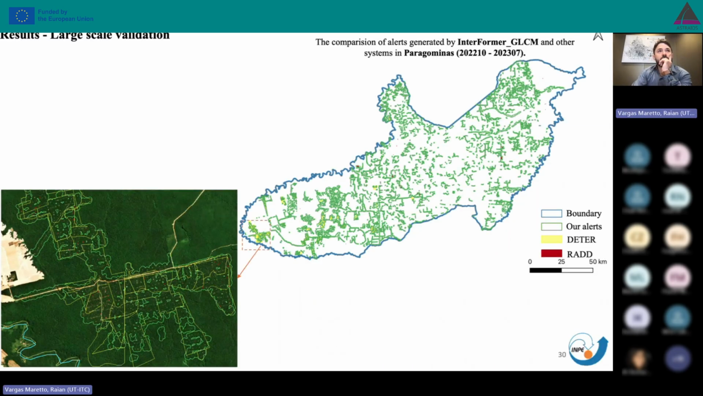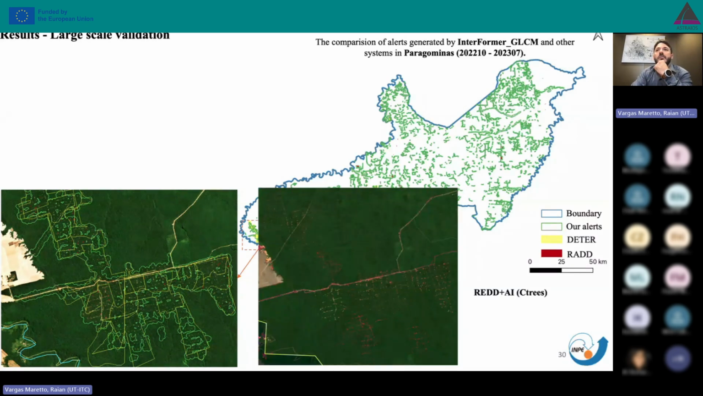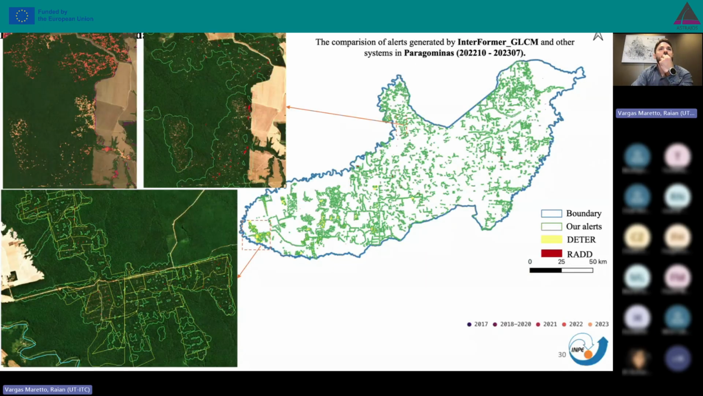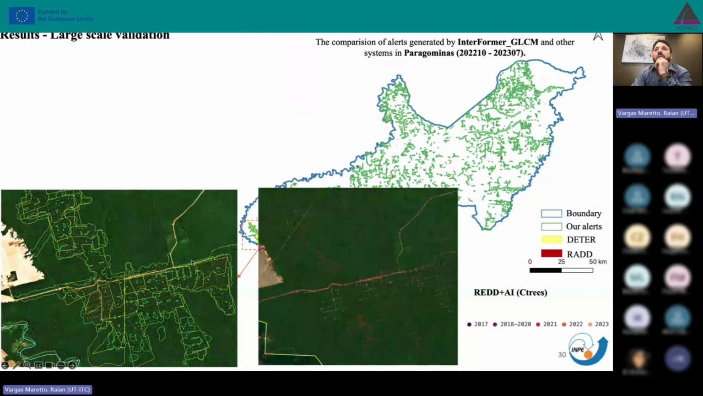And then for those municipalities, we could see in those areas that most of the areas of selective logging were correctly detected by our model as well, and especially in comparison with the state of the art that works on optical images, we were quite close, but working with SAR images, which is usually quite a bit more complex.